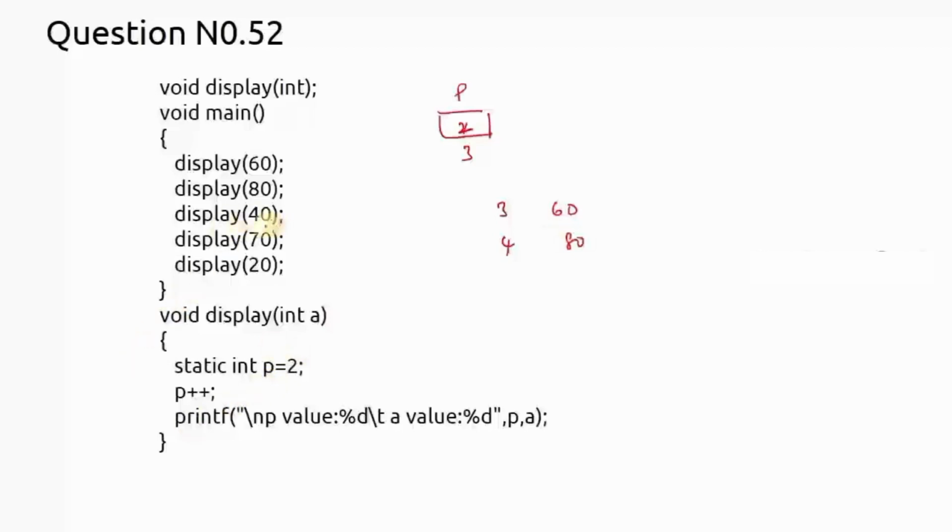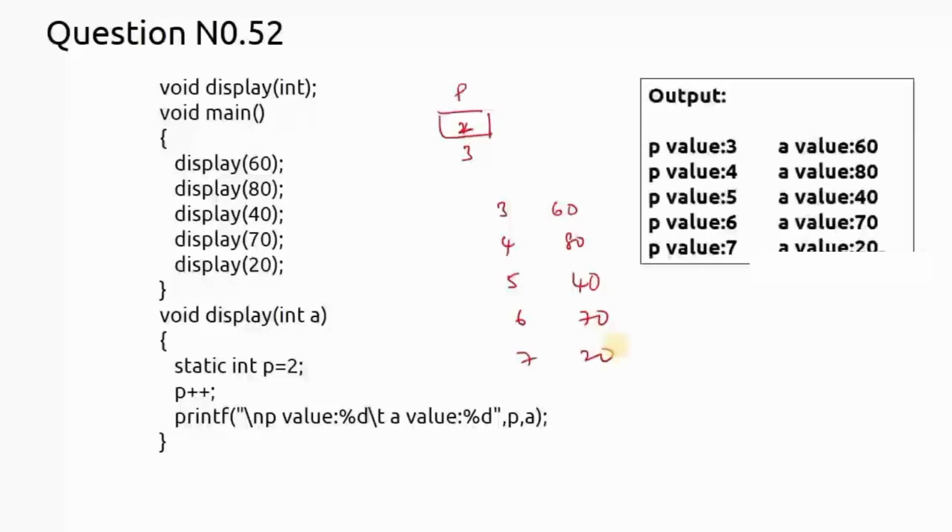Now coming to the next, display of 40. Again coming to static int here. What is the previous p value? 4. Now it will be incremented to 5. Like this it will consider. It's not like you are initializing again and the p value becomes 2 again. It will take whatever previous value resides in the variable. Next, display of 70. It will take 6 comma 70 here, then 7 comma 20. Like this it will consider even if you initialize the static variable. So this is the output.